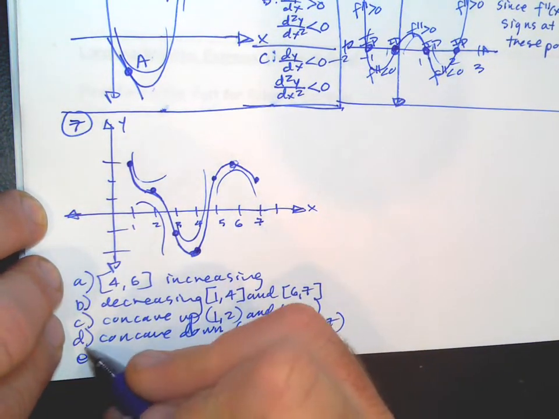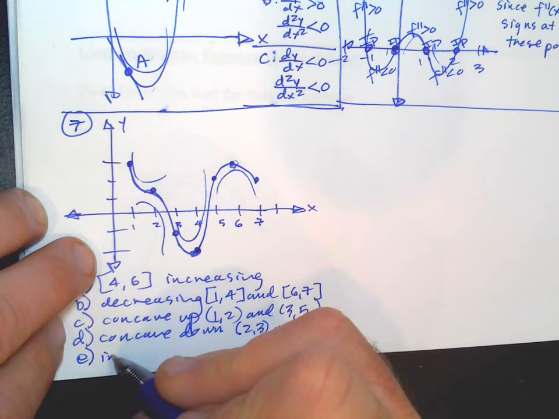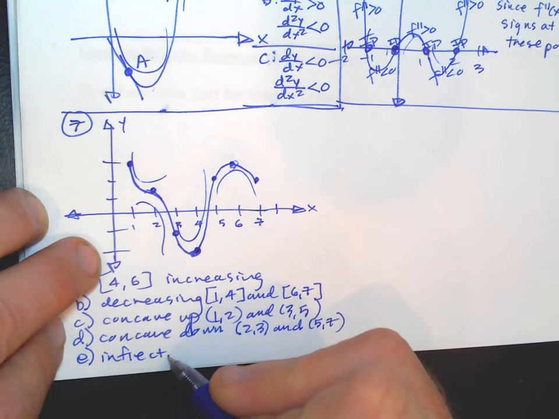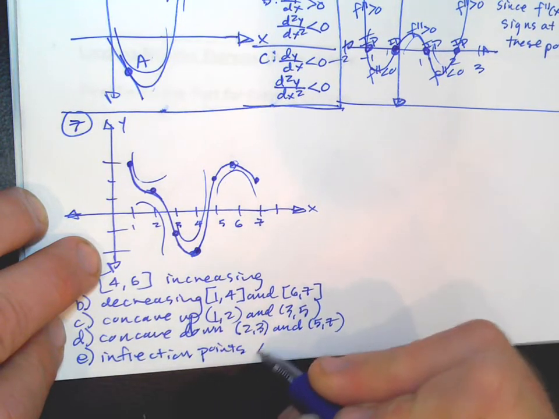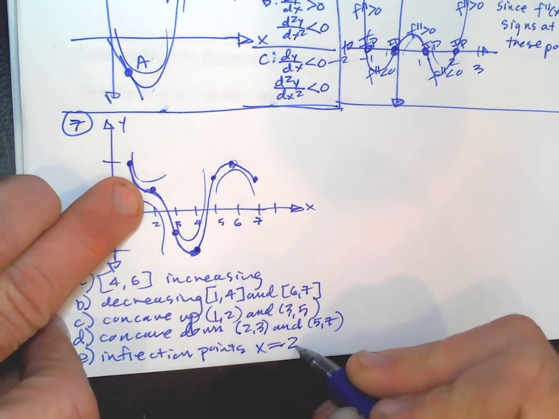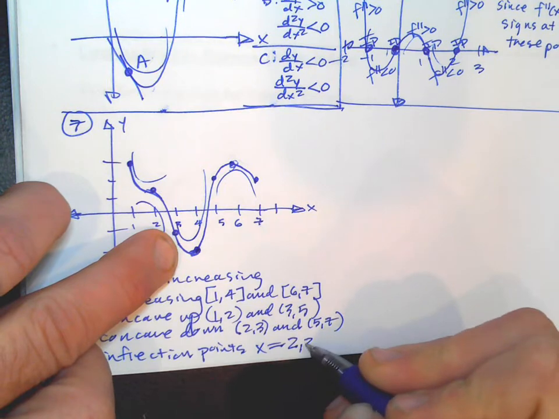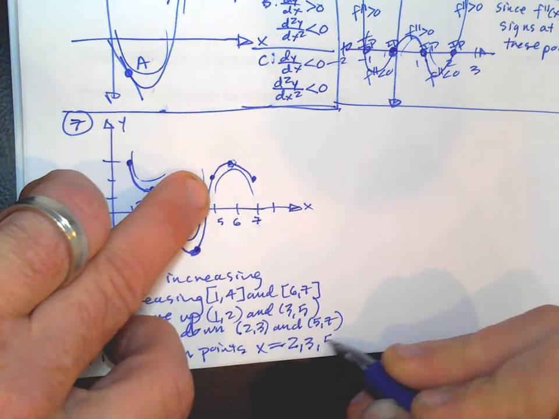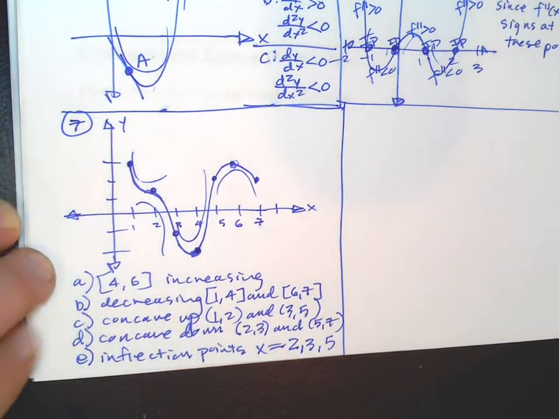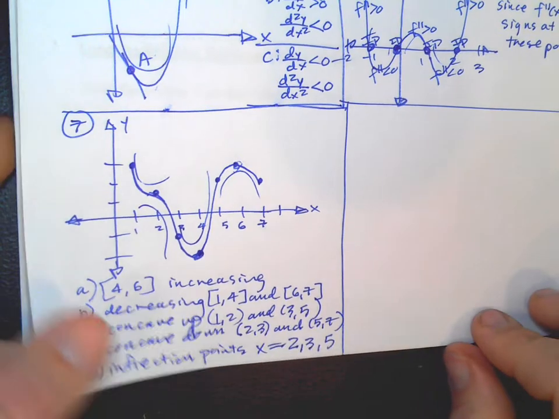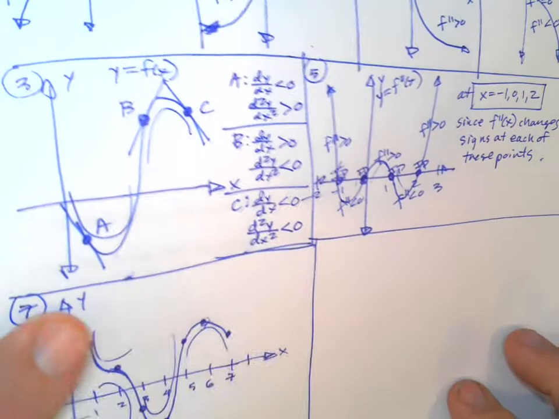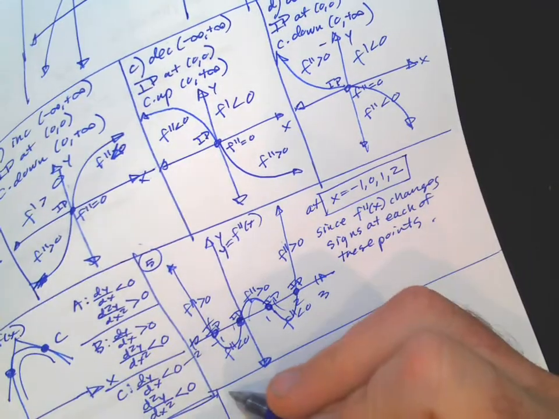And E says inflection points. So we want the locations of all the inflection points. That's where it changes concavity. And so it changes at 2, 3, and 5. All right. That's going to be a good chunk of points on our next test. It's just looking at pictures and identifying things.